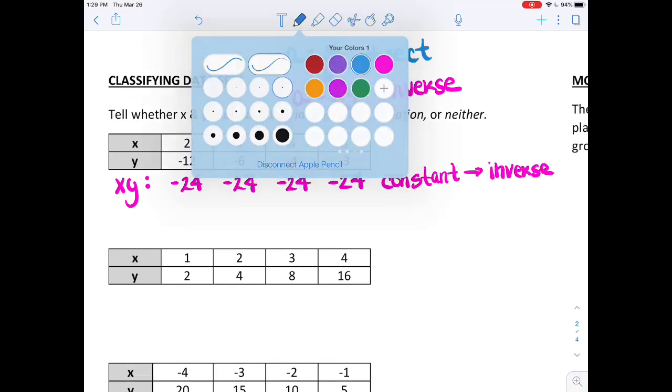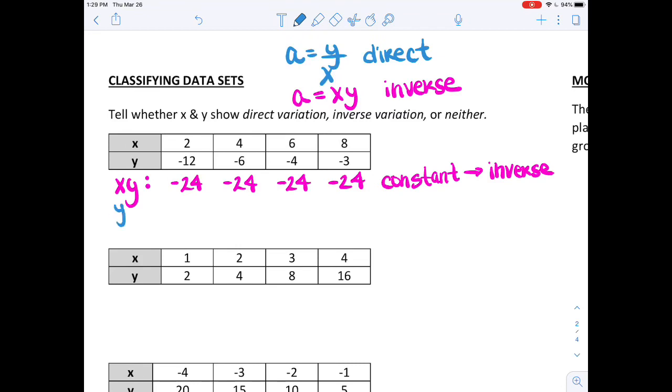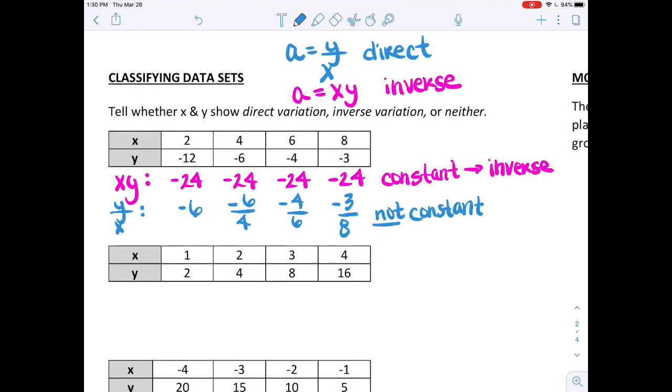Now I want to show you what happens when we do the quotient instead of the product. So if we take y of negative 12 and divide it by 2, I get negative 6. Here I'm going to get negative 6 over 4, negative 4 over 6. And again, we could reduce these fractions if you wanted to, but not really necessary. We can tell for sure that these are not constant. It's not all the same number. So we definitely don't have direct variation. We already concluded that we had inverse variation. So our answer is that this one is inverse.